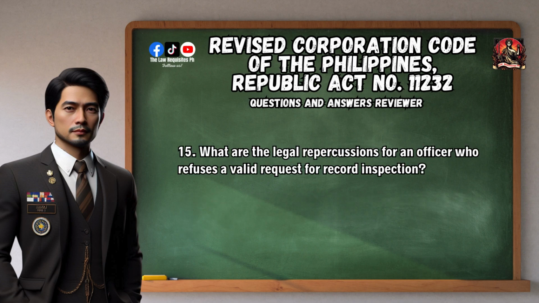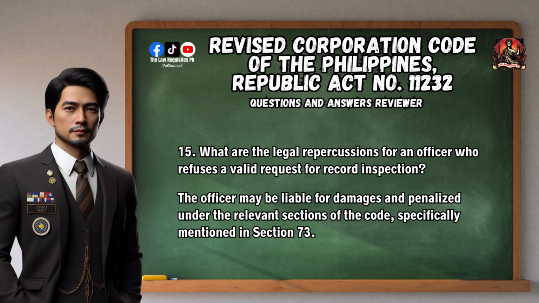15. What are the legal repercussions for an officer who refuses a valid request for record inspection? The officer may be liable for damages and penalized under the relevant sections of the Code, specifically mentioned in Section 73.